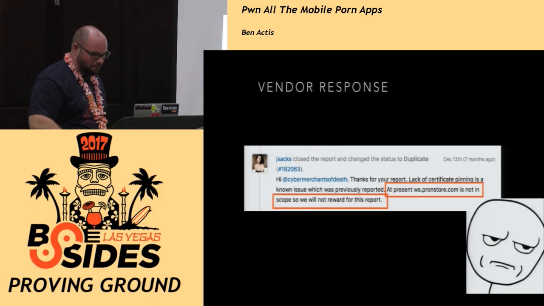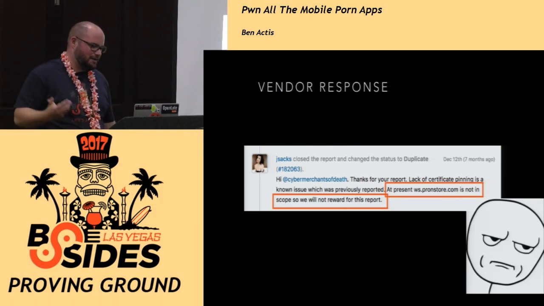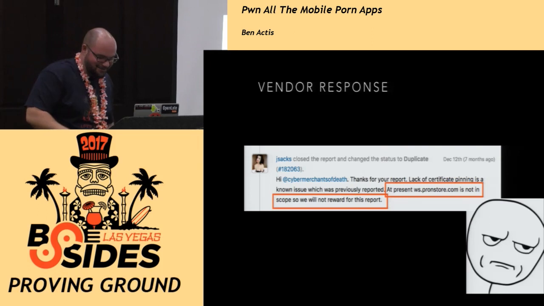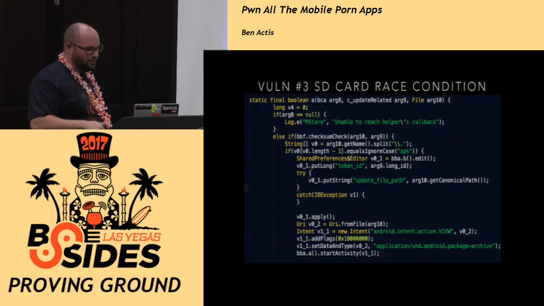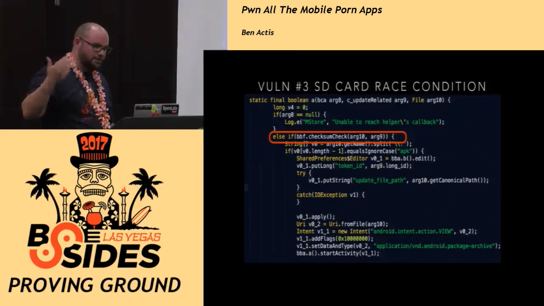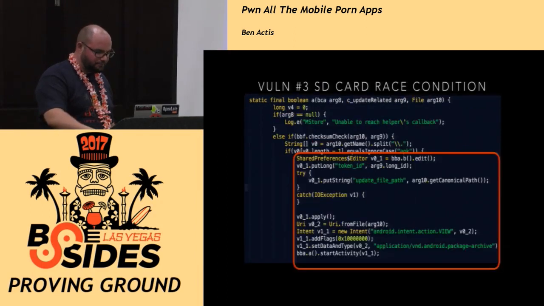So I submit it, and they're like, hey, Cyber Merchants of Death, thank you, but your update URL is actually not in scope. So we're not going to reward you. And I was like, this sucks, but okay, right? But then I was like, wait a minute, they're still writing to the SD card. I wonder if there's a race condition there. So what I did here was, there's that check that I mentioned. I called it checksums check. And all it's doing is getting the file size and the checksum. So it's pretty easy.